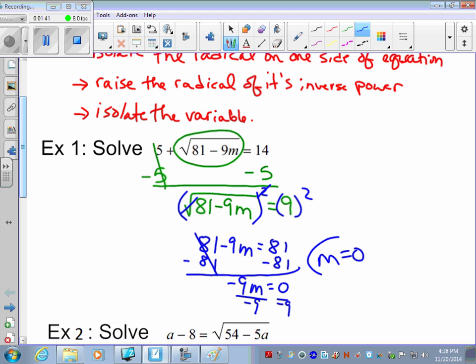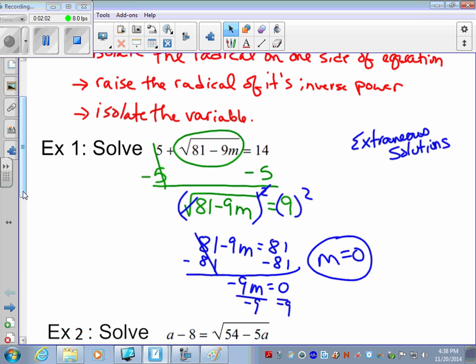Now, that is our solution. You do have to always check to see if it's extraneous. Extraneous means, let me write it first, solutions. There are solutions that mathematically you get, and when you substitute them into the original equation, it doesn't work. So I'm going to substitute in 0 for m and see if one side equals the other.